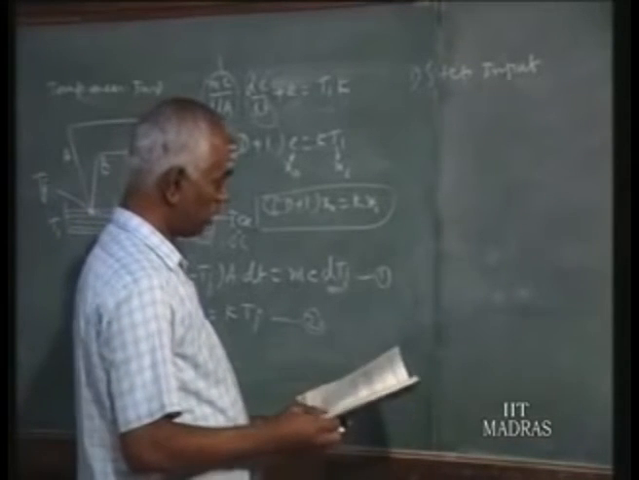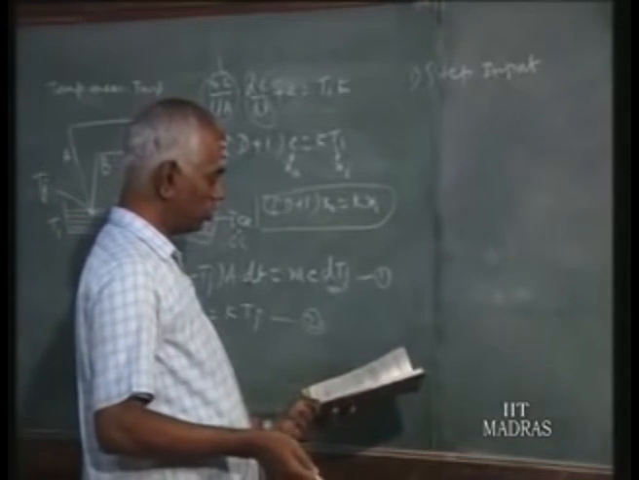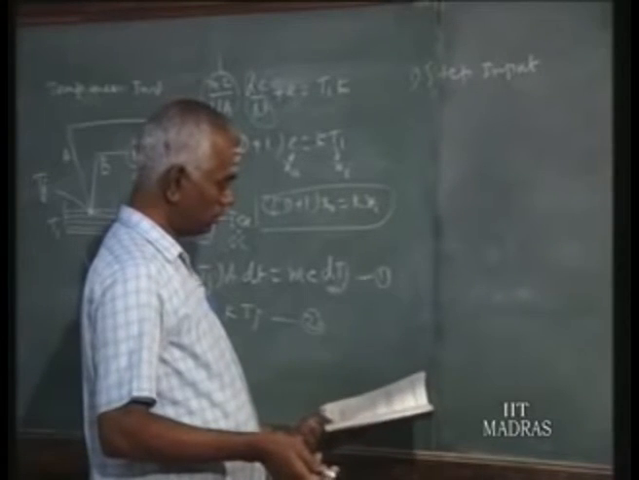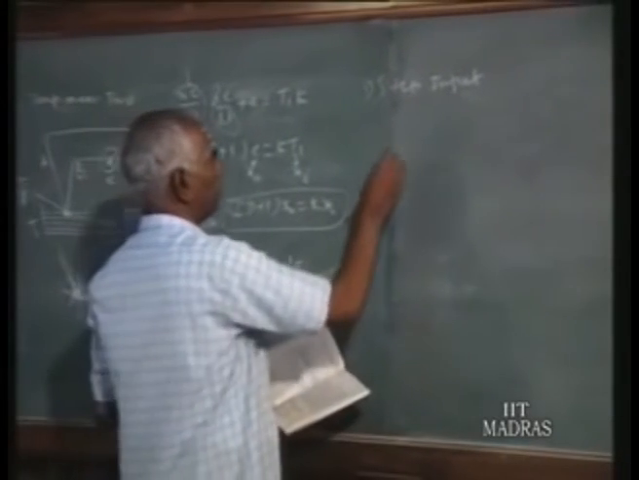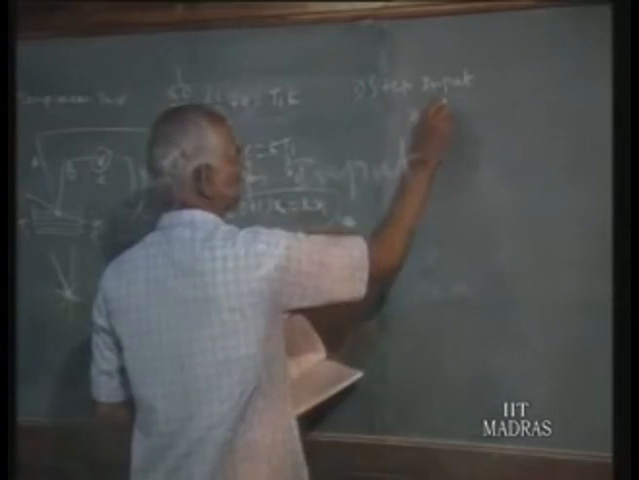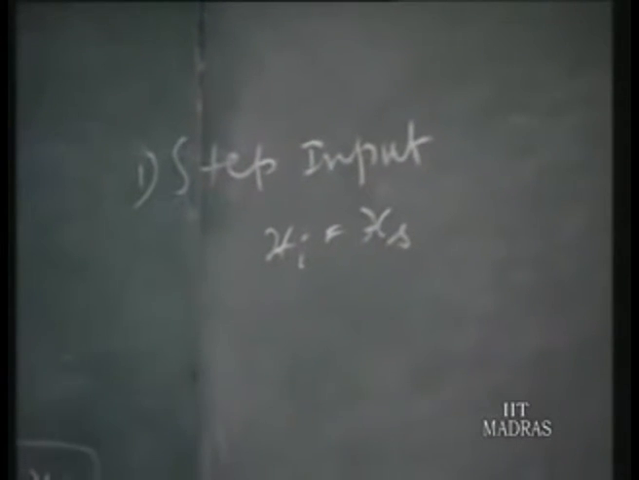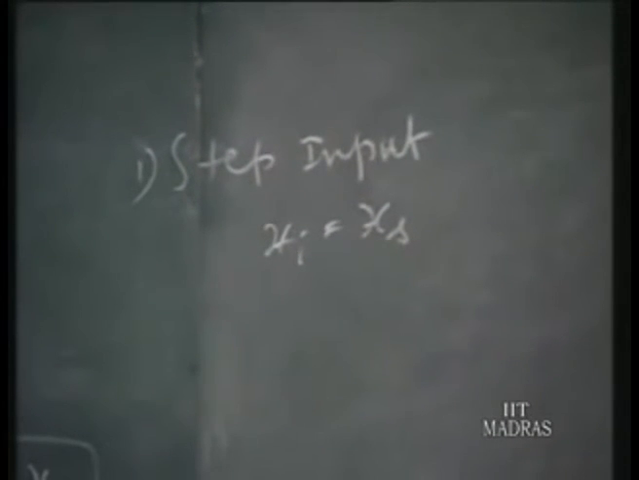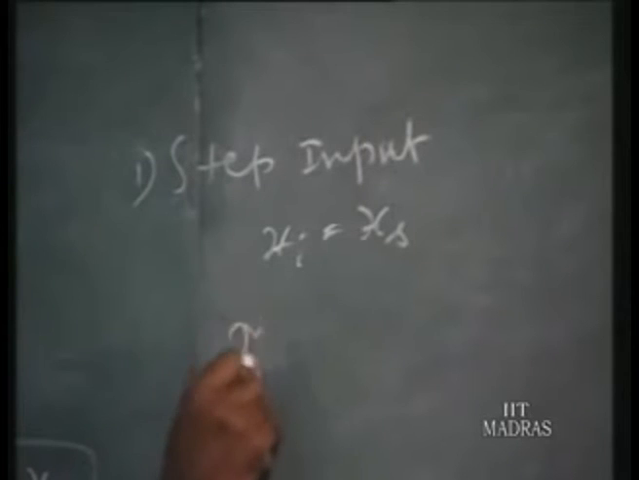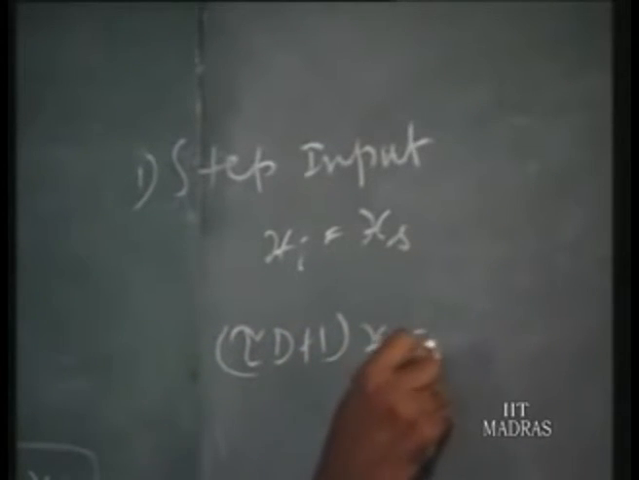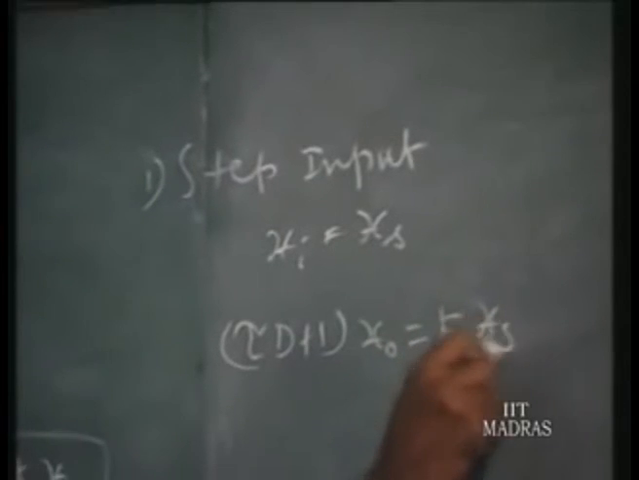So from that we know the behavior of the instrument. Suppose Xi is equal to Xs, a step input. Xs is given. Then we put that Xi as Xs in the characteristic equation: (tau D + 1) XO is equal to K times Xs.